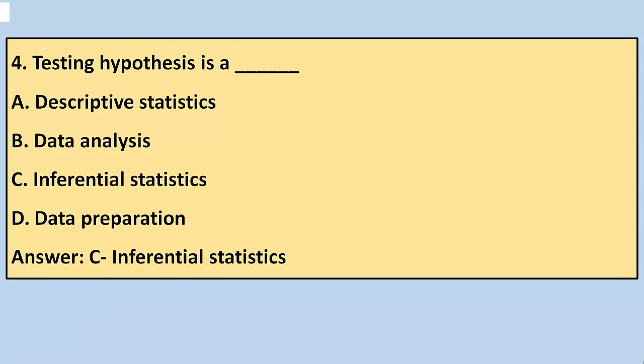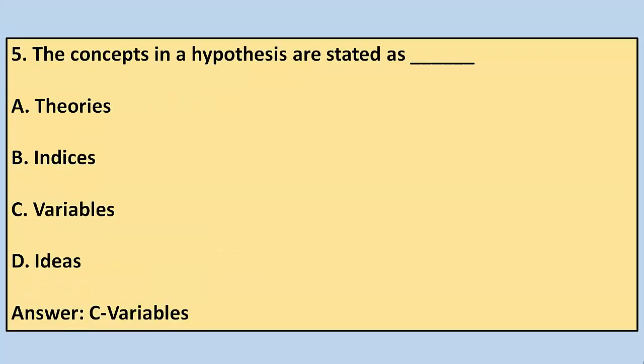Qualitative and quantitative. Testing hypothesis is A. descriptive statistics, B. data analysis, C. inferential statistics, D. data preparation. Answer is C. inferential statistics. The concepts in hypothesis are stated as A. theories, B. indices, C. variable and D. ideas. The answer is C.